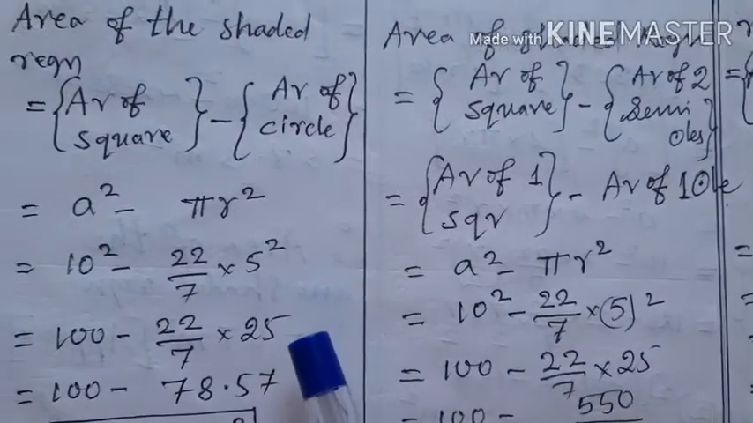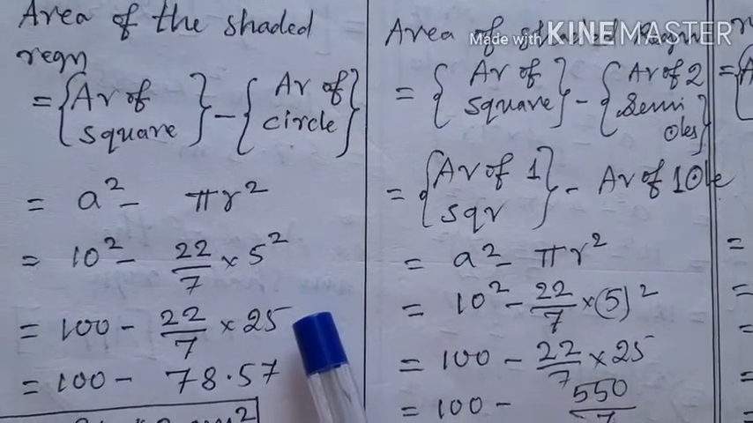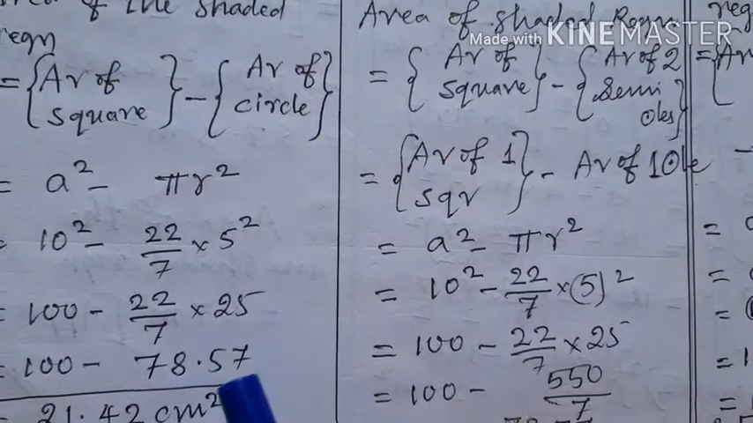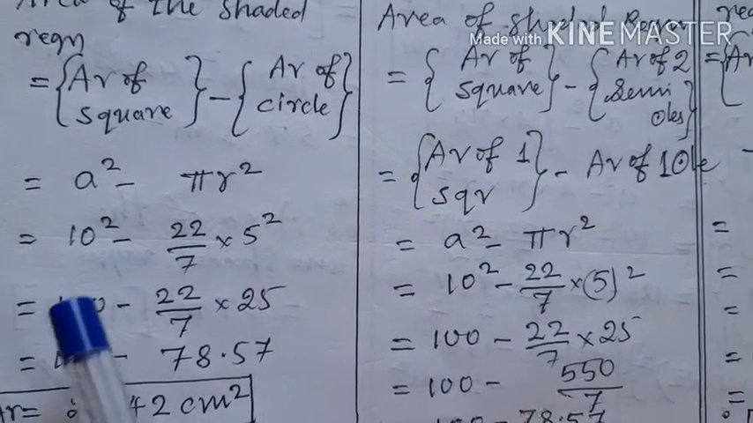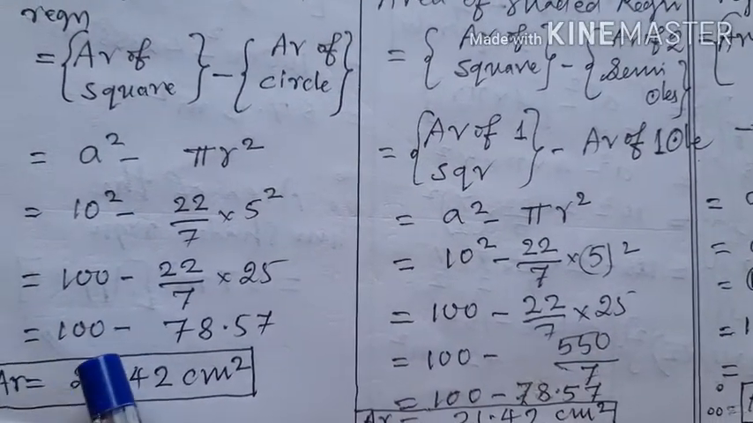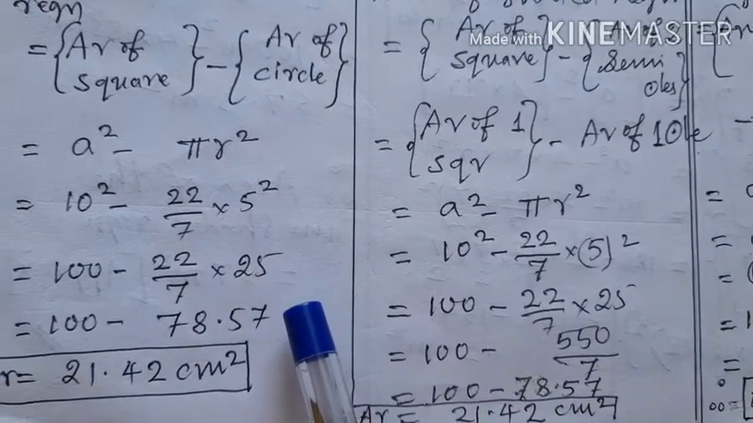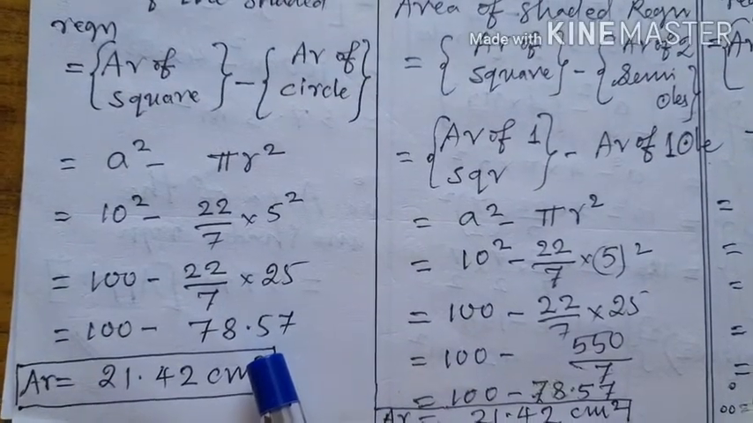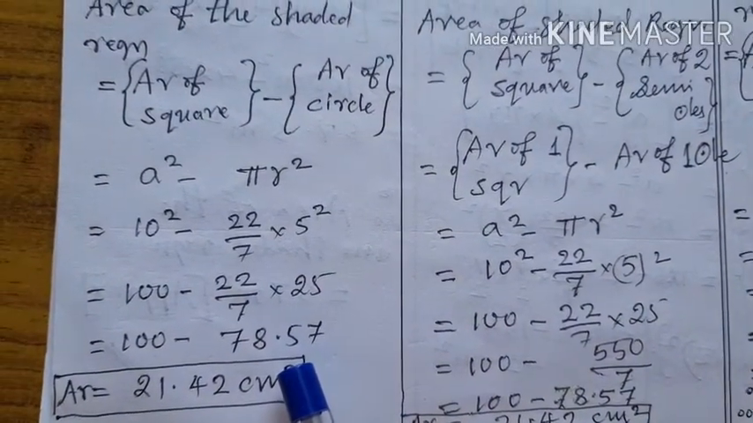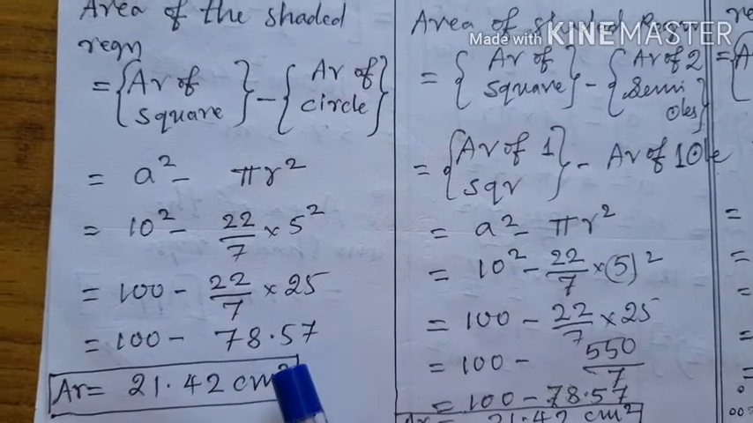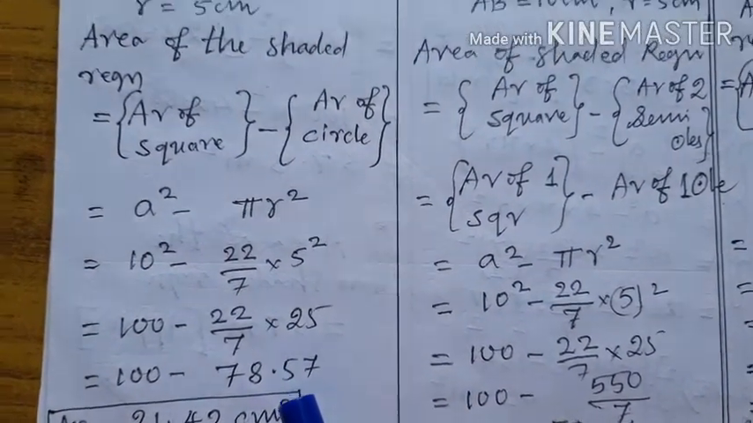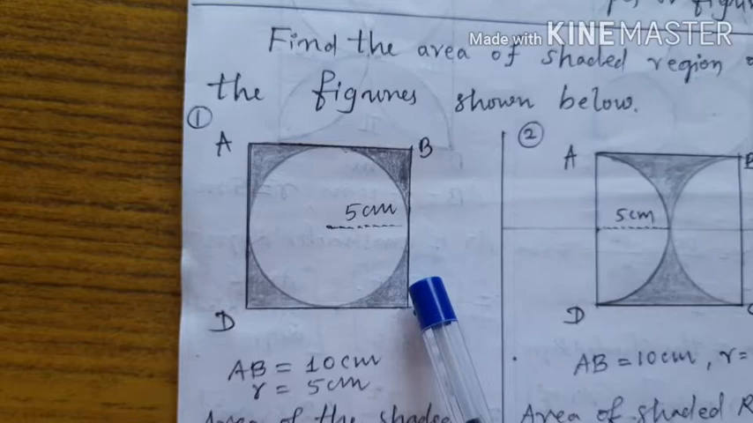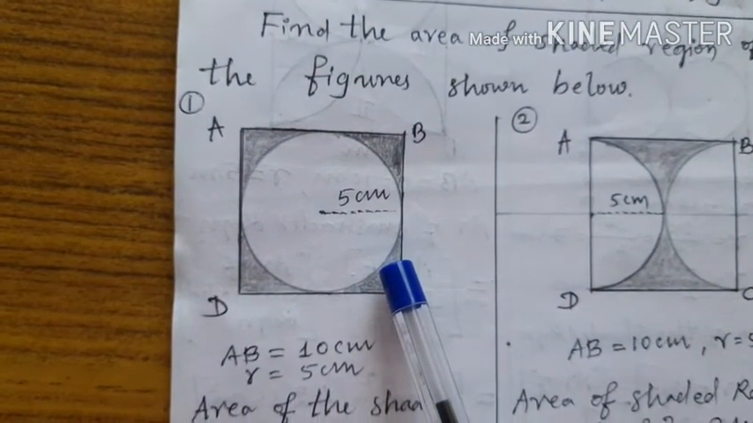Right? So we have 22 by 7 into 25, which is 78.57. And 10 square is 100. Therefore 100 minus 78.57 is 21.42 centimeter square. So the area of the shaded region given here is 21.42 centimeter square. It means we can place 21.42 one-centimeter squares in this shaded region.